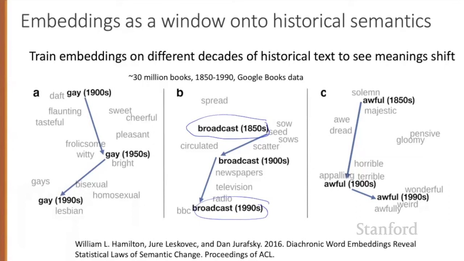So for example, the word broadcast in the 1850s was an agricultural word meaning scattering of seeds, and we can see it's near words like seeds and scatter, whereas the modern meaning is most similar to words like radio or television.